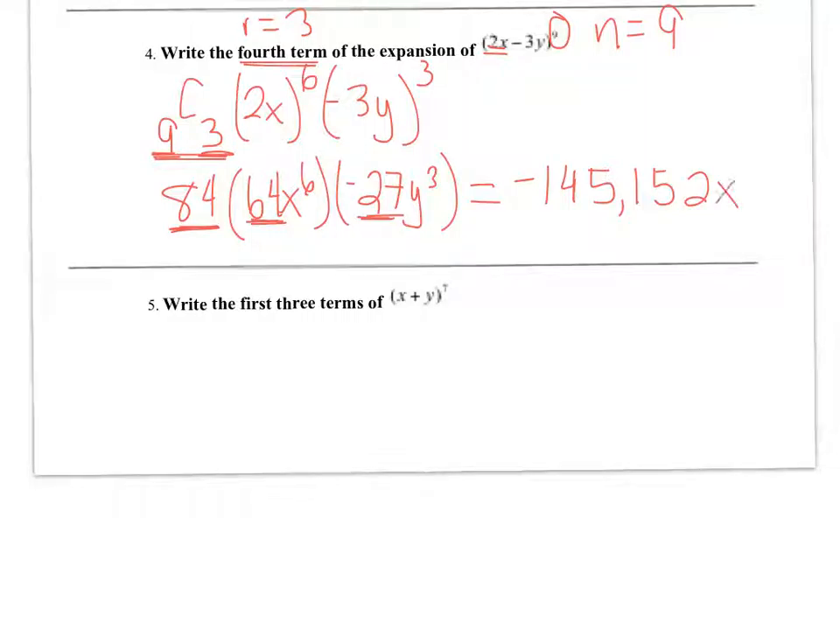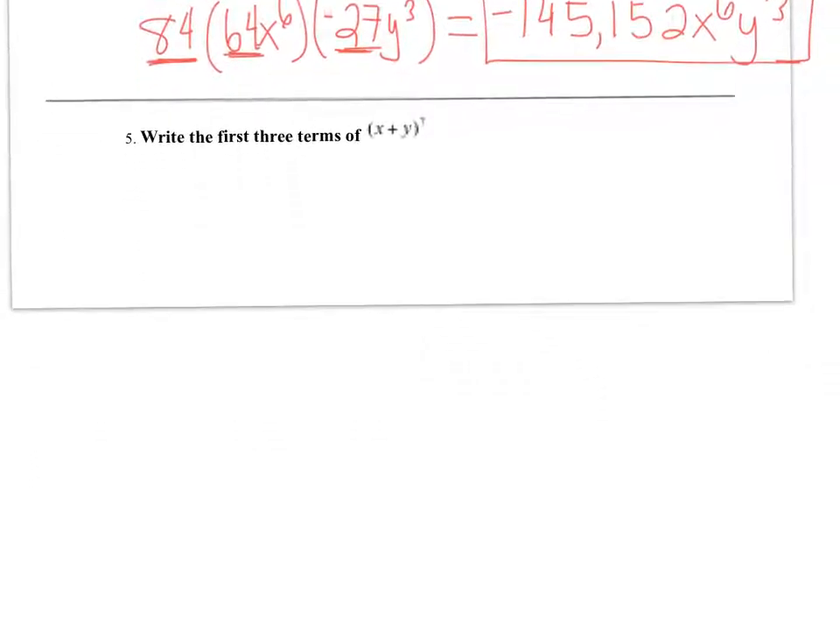145,152. I still have x to the 6th and y to the 3rd, which didn't simplify at all, right? Okay, so another example of finding just a specific term. In the next example here, they want us to write the first 3 terms. Okay, so in the warm-up and notes last class, you were expanding it for the whole thing.